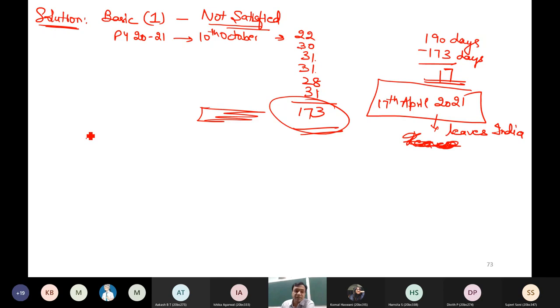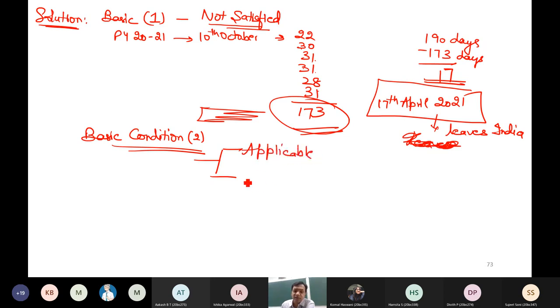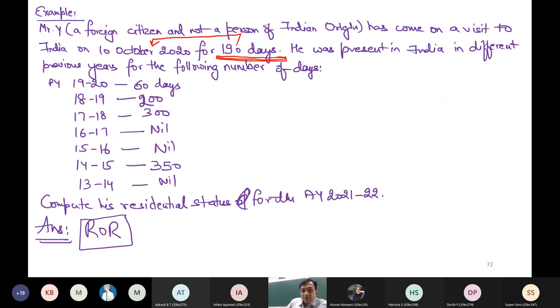Am I satisfying basic condition number 2? Yes. But will you check basic condition number 2 first? Or will you check whether this condition is applicable at all or not? This is my first point. I will not apply it numerically. I will check it theoretically whether it is applicable or not. Because in two situations, basic condition number 2 is not at all applicable. So applying numerically is none of the business for the time being. First, you need to check whether it is applicable itself or not.